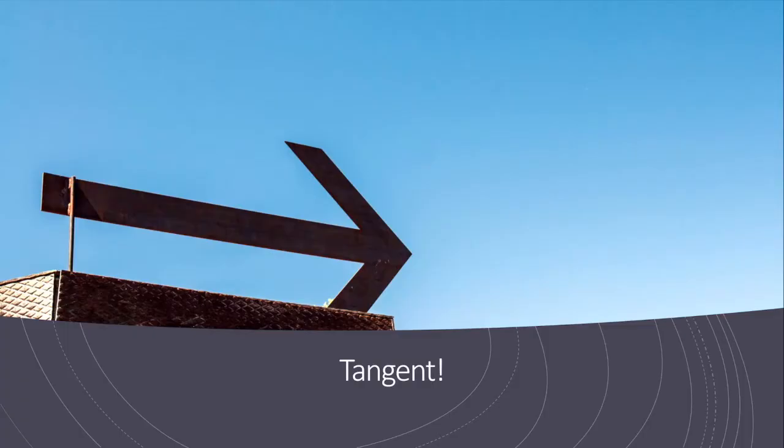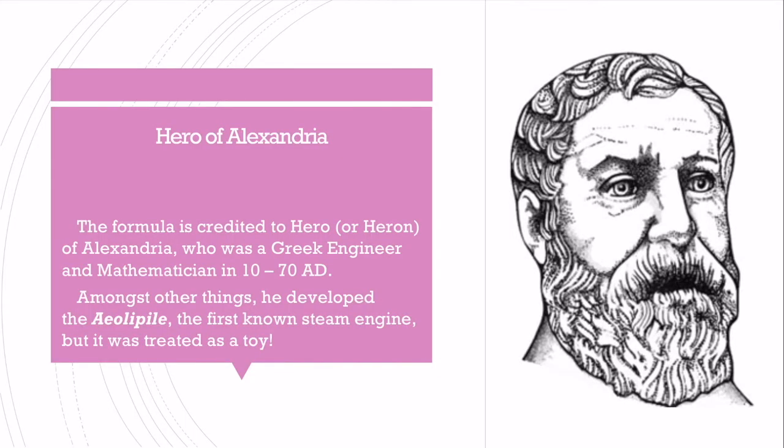Now, let's go off on a little bit of a tangent. So Heron's formula is attributed to Hero of Alexandria. And he was a Greek engineer and mathematician from 10 to 70 AD. Among other things, he developed, and I showed a video of this in class, what is called an aeolipile. Let's say that again. Aeolipile, right? And it was the first known steam engine, but they didn't realize it was a steam engine at the time. It was just kind of treated like a toy.